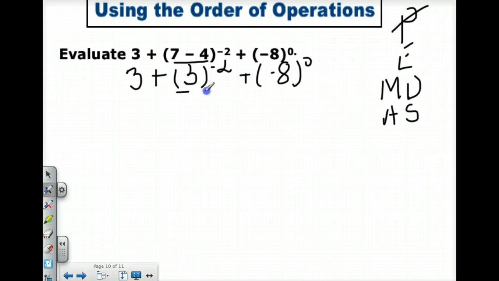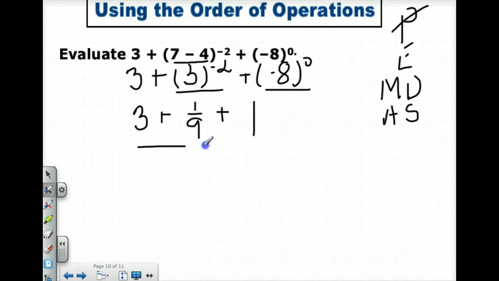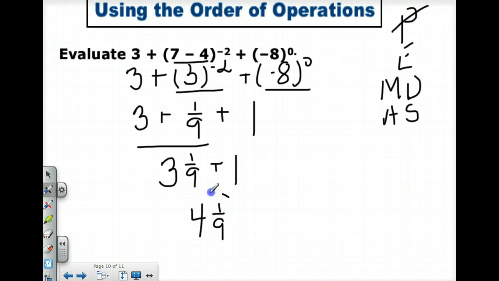All right, now we have exponents. 3 to the negative second power. Again, if you know what 3 squared is, write the reciprocal of that. 3 squared is 9, so the reciprocal would be 1/9. And negative 8 to the 0 power, anything to the 0 power is 1. 3 plus 1/9 is 3 1/9. Plus 1, final answer, 4 1/9.